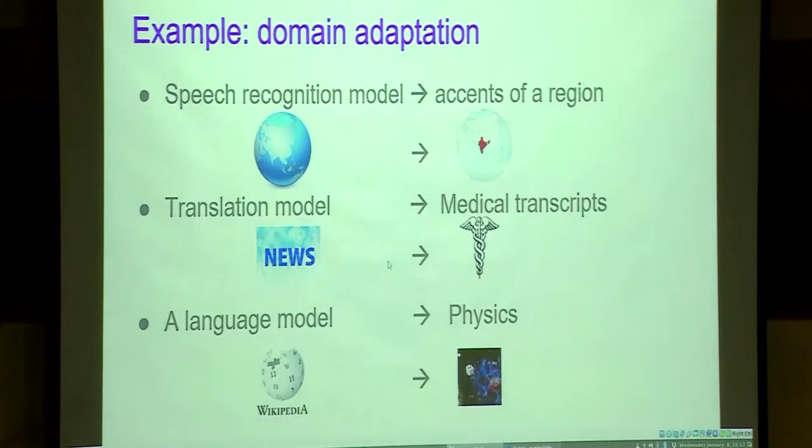Suppose you have a speech recognition model which has been trained over the entire world's data, or maybe a mostly North American centric model, and you want to adapt it to accents of a particular region. You might have a translation model which is typically trained on news data, and you want to apply it to translation of medical transcripts. Or you might have a language model which has been trained on mainstream data, like Wikipedia, and you want to apply it to solve NLP tasks in physics or in another narrow domain, like the gaming domain or the Unix domain. So this is what I mean by wanting to use a model to serve a domain which is narrow and a subset of the training domain.